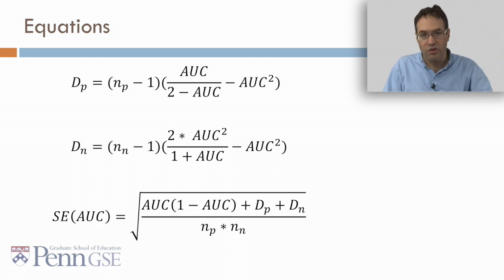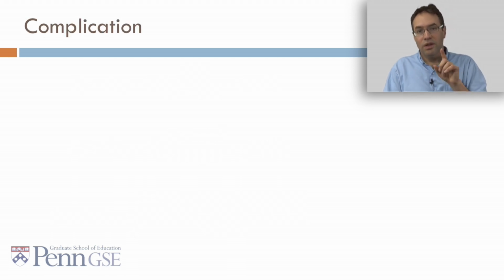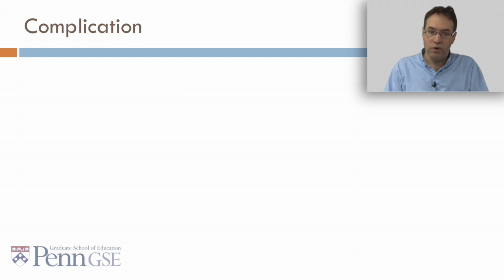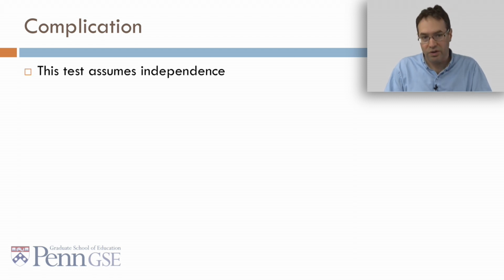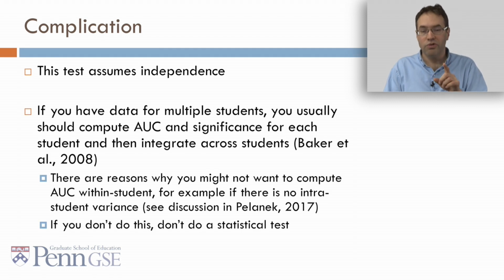You can compute the standard error as follows. I won't go through the details of these equations, but feel free to pause here or to look back at the slides later. There is, however, a complication which is worth noting. This test assumes independence. If you have data for multiple students, guess what? Two data points from the same student are not independent of each other.